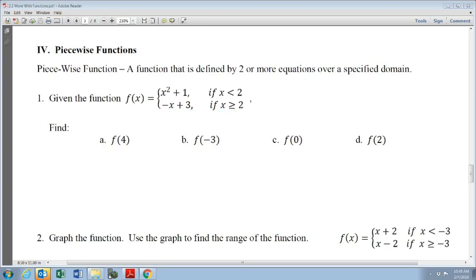So in this problem here, we're finding f of 4. Notice 4 is greater or equal to 2. And so we're going to use the second piece here. So we're going to do minus our input plus 3, and our input here is 4. And so we get -1. F of -3, let's see, -3 is less than 2, and so we're going to use this piece here.